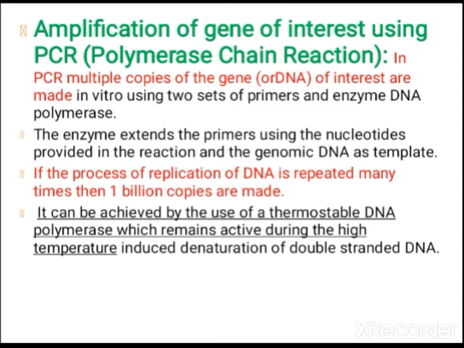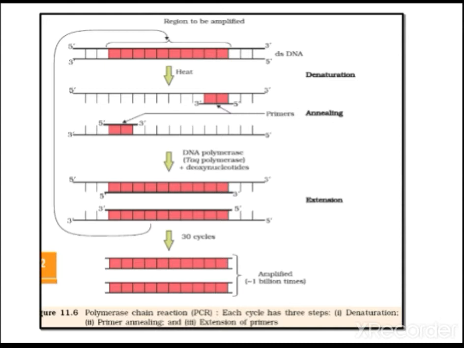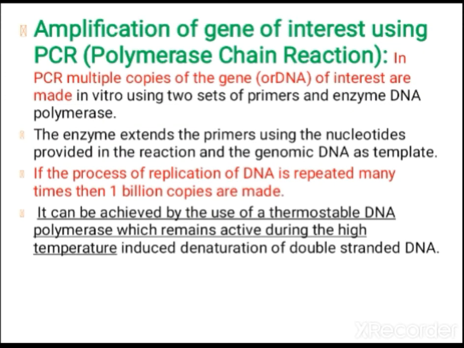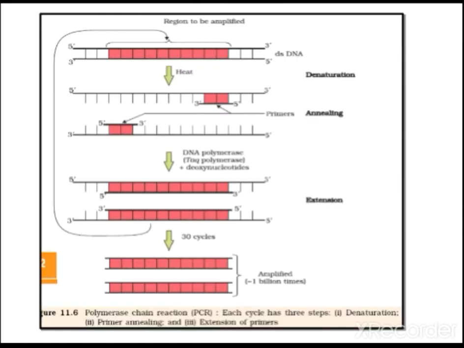For this we need a thermostable DNA polymerase. It comes from Thermus aquaticus, a bacterium. From that we get Taq polymerase, the thermostable enzyme: T from Thermus, then AQ from aquaticus. It can withstand high temperature, and so it is helpful during these steps.